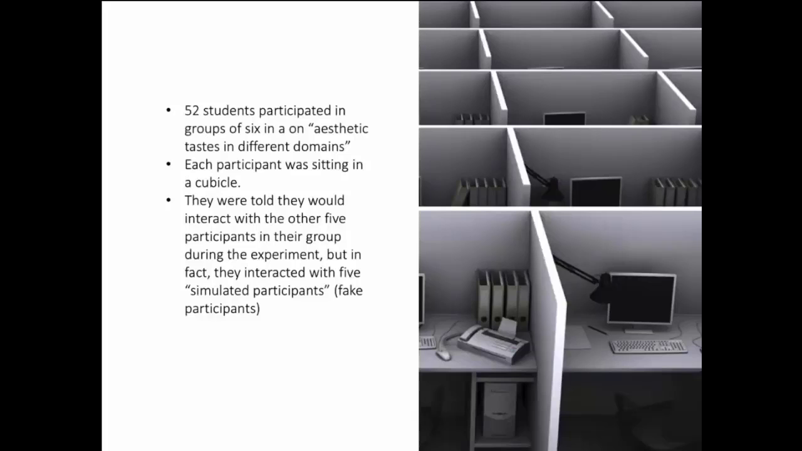So 52 students participated in this, in groups of 6, evaluating aesthetic taste in different domains, and that's what they were told. While, in fact, each participant was sitting in a cubicle, and they were told they would interact with the other 5 participants in their group during the experiment, while, in fact, they did not. So some people, especially in economics, would say, oh, this is dodgy design, but social psychologists are absolutely fine with these kind of things. So students were told they would interact with the other 5, but, in fact, they did not. They interacted with so-called simulated participants. Basically, they were being told something, right? And then they reacted to it.